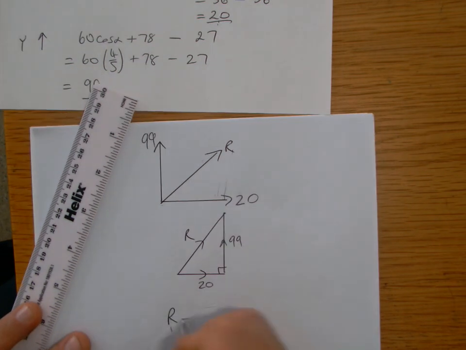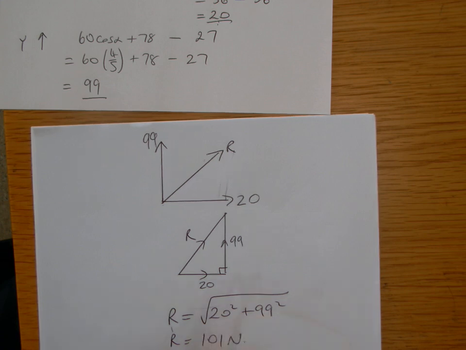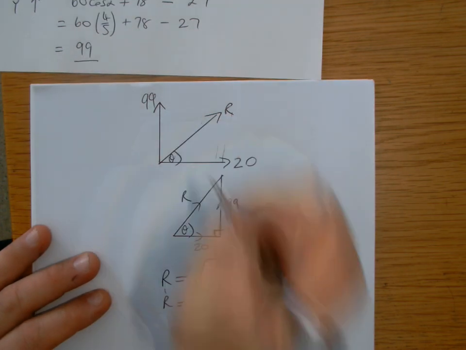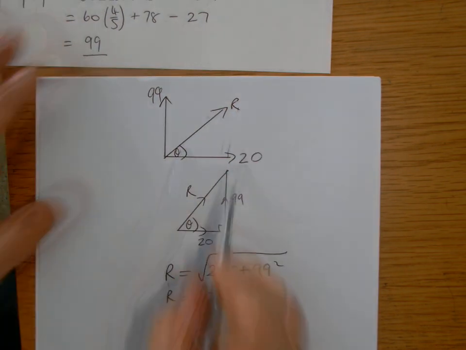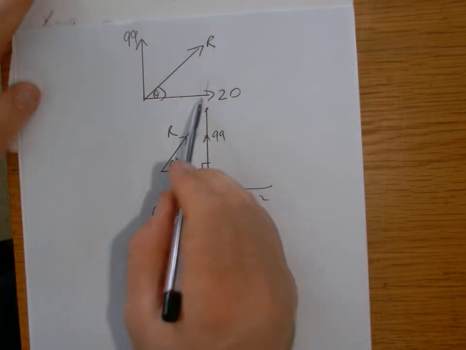So use Pythagoras: 20 squared, add 99 squared, and square root it. That will give you R. On my calculator, I get 101 newtons, exactly. So that's my resultant force. To get the direction, we just need to work out this angle here, the angle that it creates to the x direction. It's labelled on our diagram; we mean the x direction here.